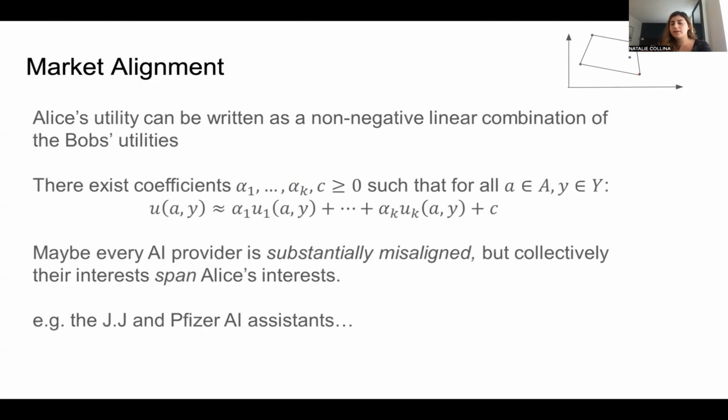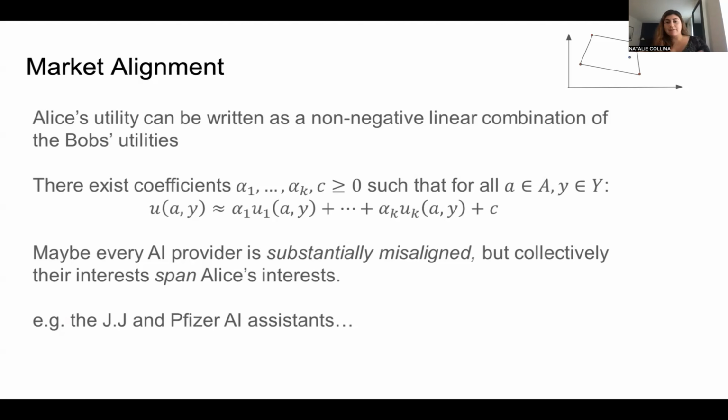The last thing I'll do in this talk is show you formally, so we have no confusion about what market alignment is. You have utilities of these different Bobs, and there just need to exist coefficients such that you can write the utility of Alice by taking the utilities of all the Bobs and multiplying them by these coefficients, and you can even add some constant at the end. So what this means is maybe every AI provider is substantially misaligned, but collectively their interests span Alice's.